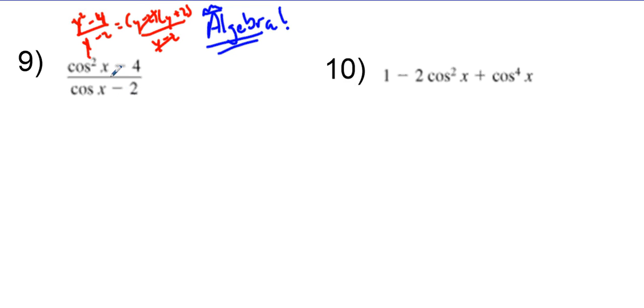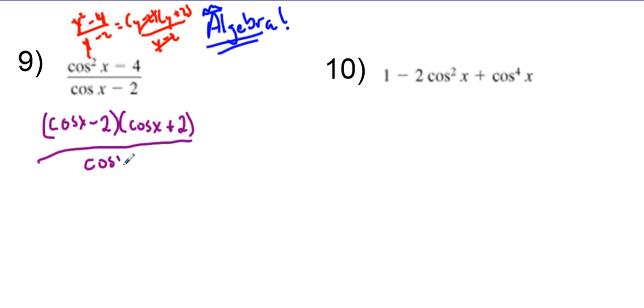Well, it's the same thing we're going to do here. Here we see cosine squared of x minus 4, a difference of squares. So we're going to take cosine of x minus 2, and this is going to turn into cosine of x plus 2. Very similar. Cosine is like y. We have that on top, and then we have cosine of x minus 2 on the bottom. And what do you know? We cancel out, and we're left with our simplified answer of cosine of x plus 2. And that's it. Once again, algebra is king.